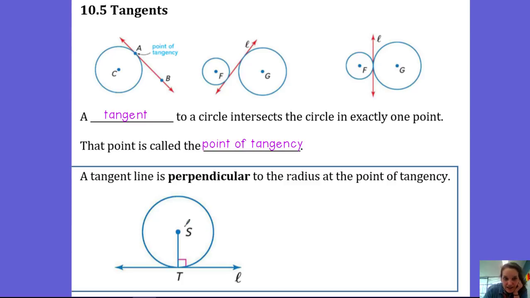So the rule is when your radius intersects your tangent line at the point of tangency, the radius and the tangent line are always going to be perpendicular. A tangent line, L, is perpendicular to the radius at the point of tangency. So this can be very helpful because we love right angles and we really love right triangles. So keep that in mind. We love right triangles. We're going to use those to our advantage.